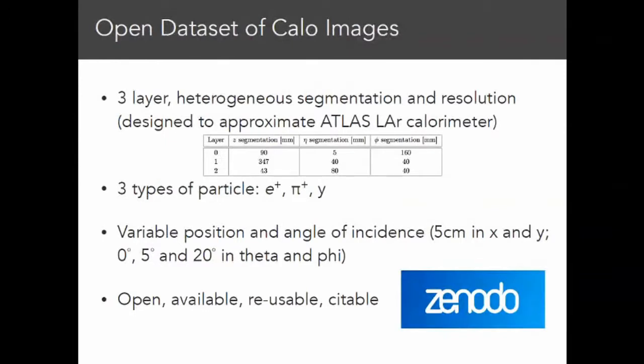Our data set of calorimeter images that we're releasing for people to do research on is a 3-layer heterogeneous segmentation resolution, modeled after the ATLAS detector. We include 3 types of particles: pi plus, e plus, and gamma. We also include variable position and variable incidence angle into the calorimeter, which is obviously a much more realistic scenario than completely perfect pixels. This is open, available, reusable, and citable. If you download my talk, you can click on the little Zenodo link, and that'll take you to a place to download the data.